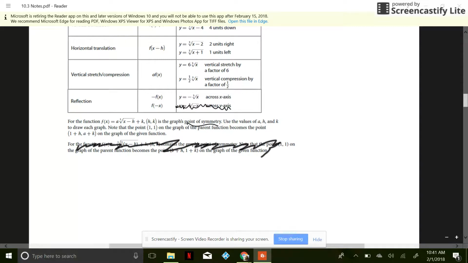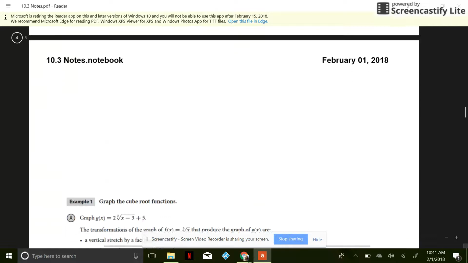So, use the values of a, h, and k to draw the graph. And then we're looking at how the y values are changing again. The x values should change by 1. And then how the y values are changing is telling us the vertical shift that we're looking for.